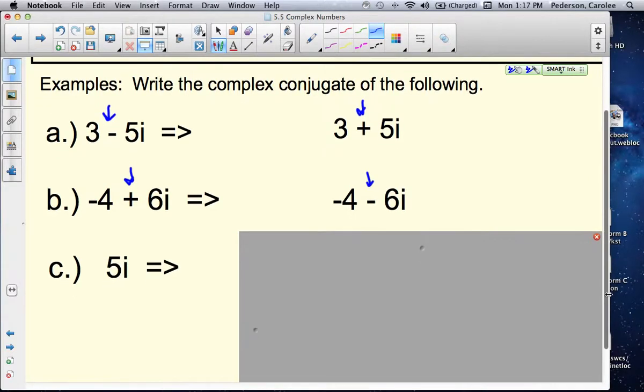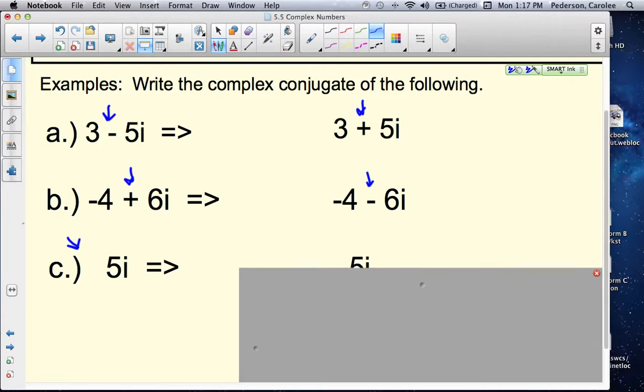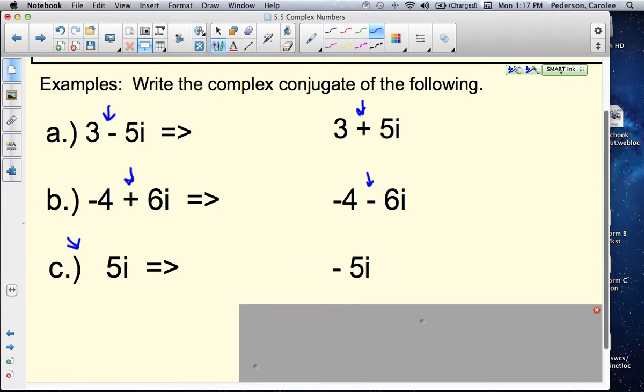Last example, question C, 5i. The real part is gone, so you only have the imaginary 5i. So we just change the sign from a positive 5i to a negative 5i. And that's how you do complex conjugates.